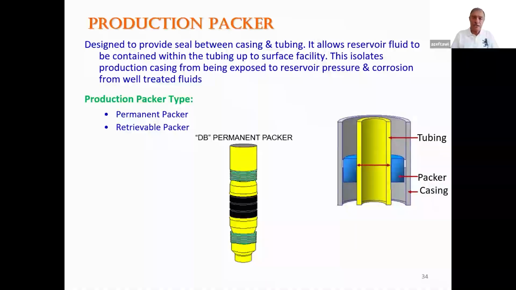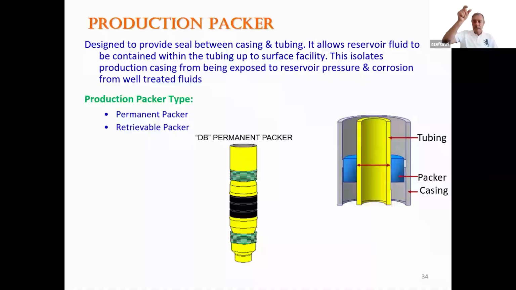Now, once this packer sits, it becomes an integral part of the casing. You cannot retrieve it. The only way to retrieve it is by milling. You have to go and mill it. Once this packer is set, then you run the completion.